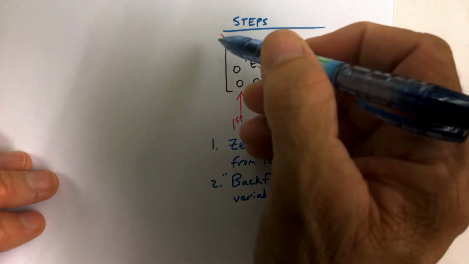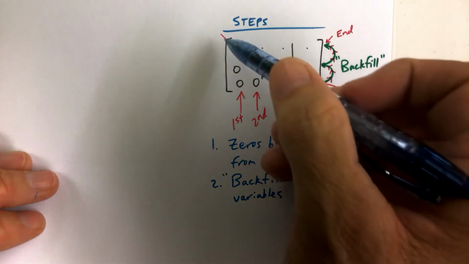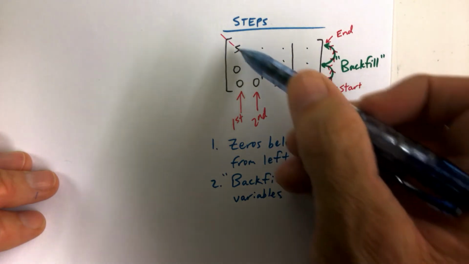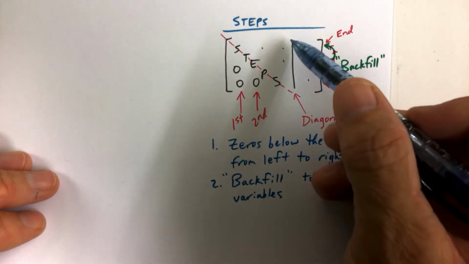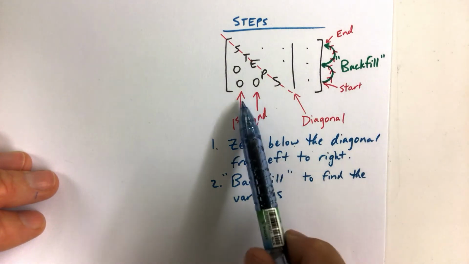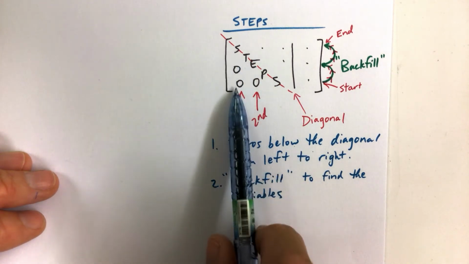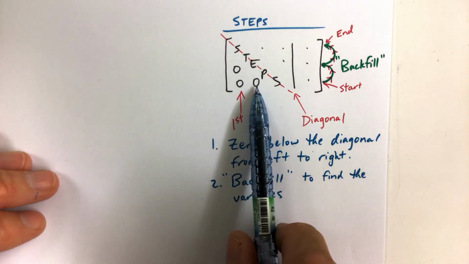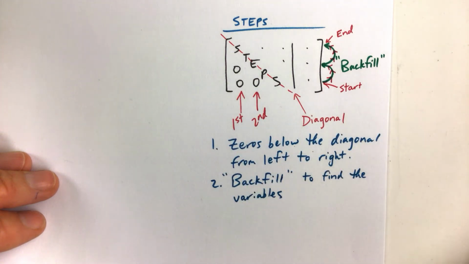So the diagonal, when we get our system in a matrix form, the first thing we want to do is understand that the diagonal are all those entries in the matrix that go from the top left to the bottom right on the left side of that vertical line. And then the first thing we want to do is get zeros below that diagonal, starting from left to right. So starting with the first column, we want to get zeros there. And then if we have a second column, we want to get zeros there as well. And just keep moving left to right and get zeros below the diagonal. Once you do that, then you backfill those values to find the values of the variables.